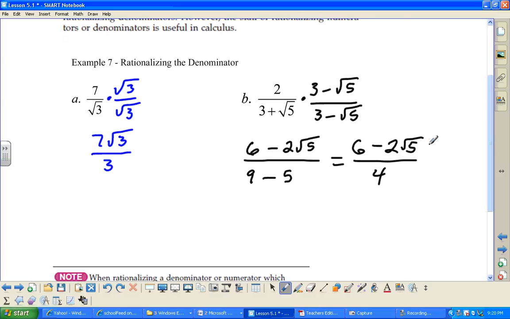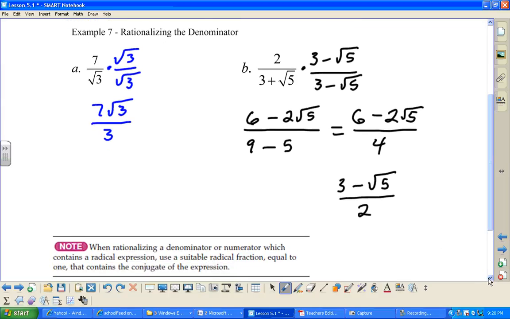And then since all 3 of these parts are divisible by 2, we will divide all of them by 2, so we have 3 minus the square root of 5 in the numerator and 2 in the denominator, and then we just rationalize the denominator.